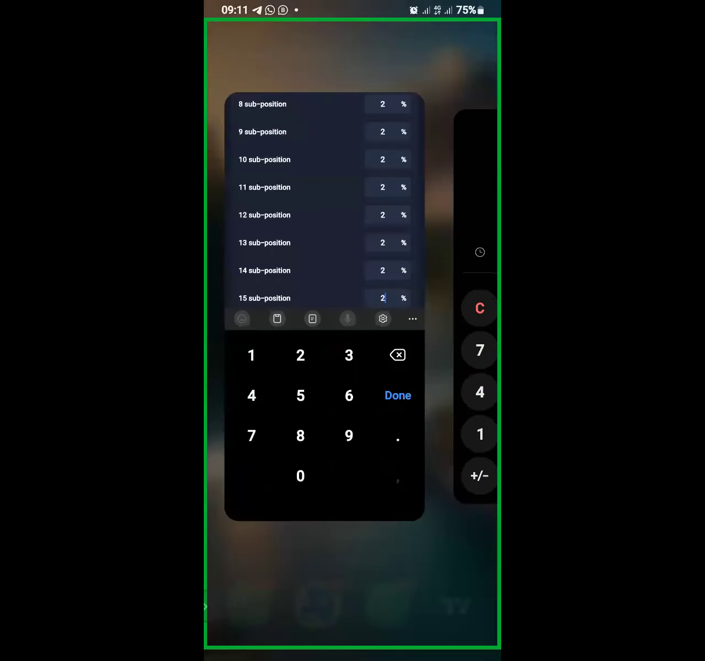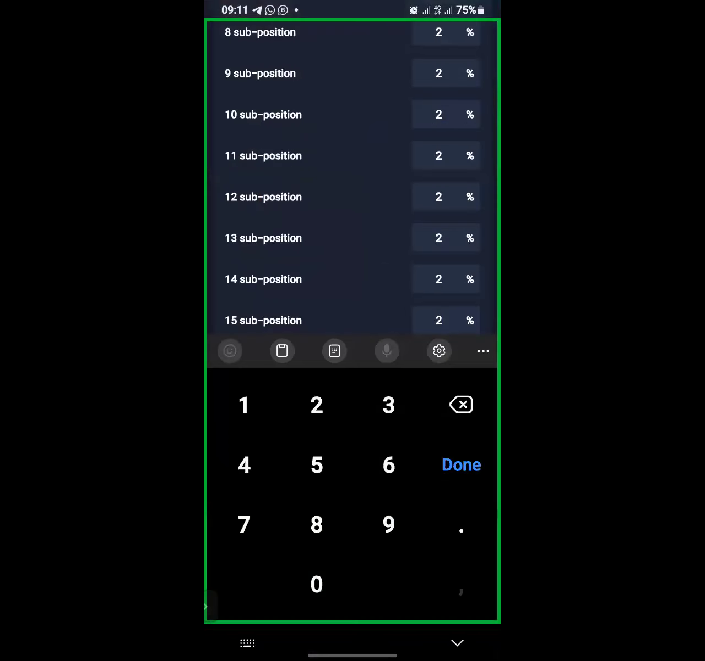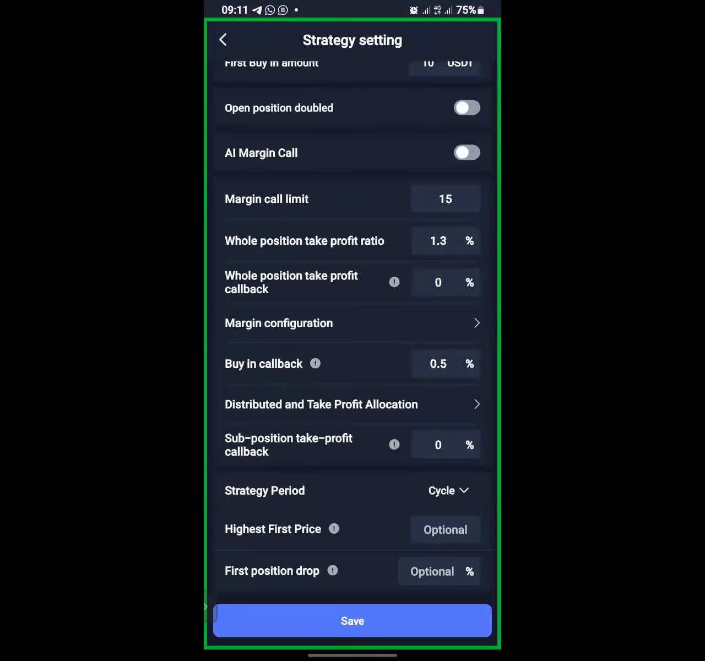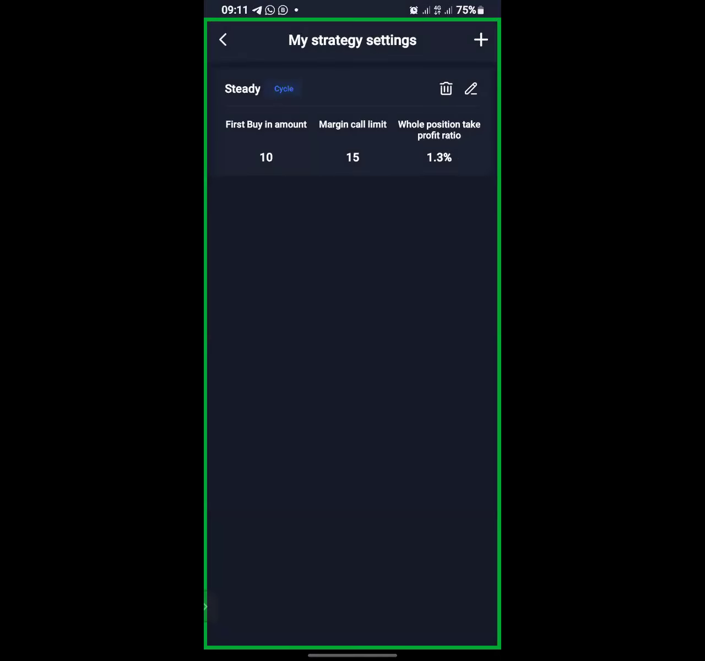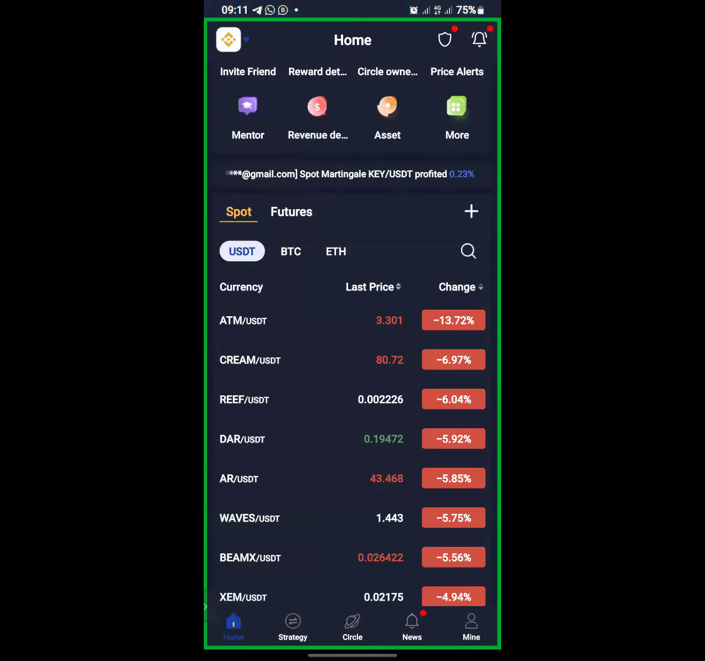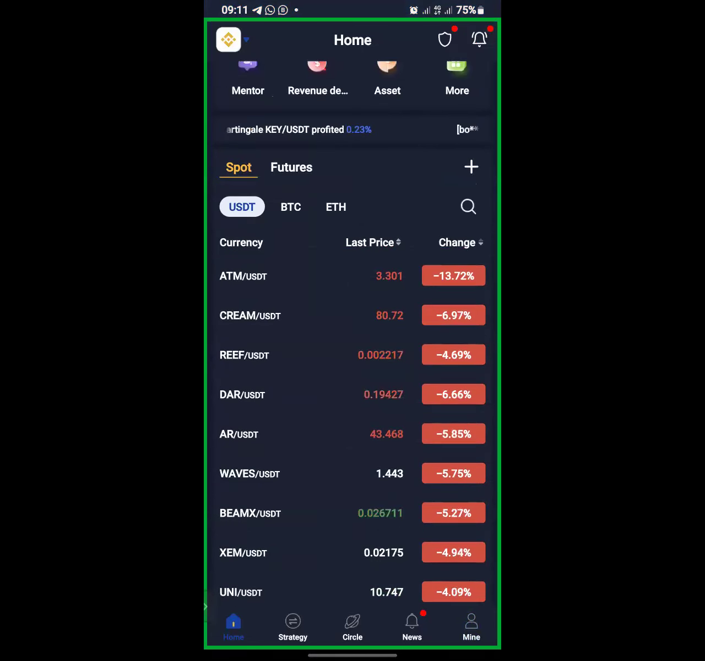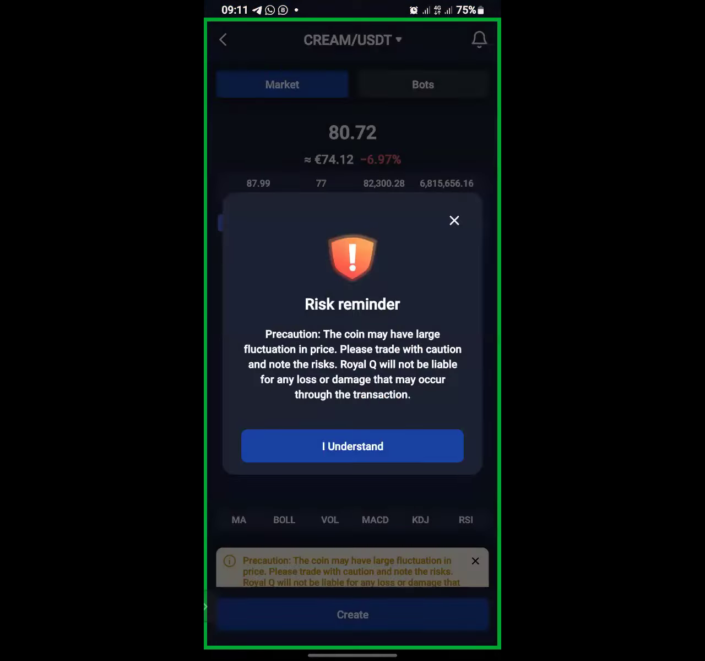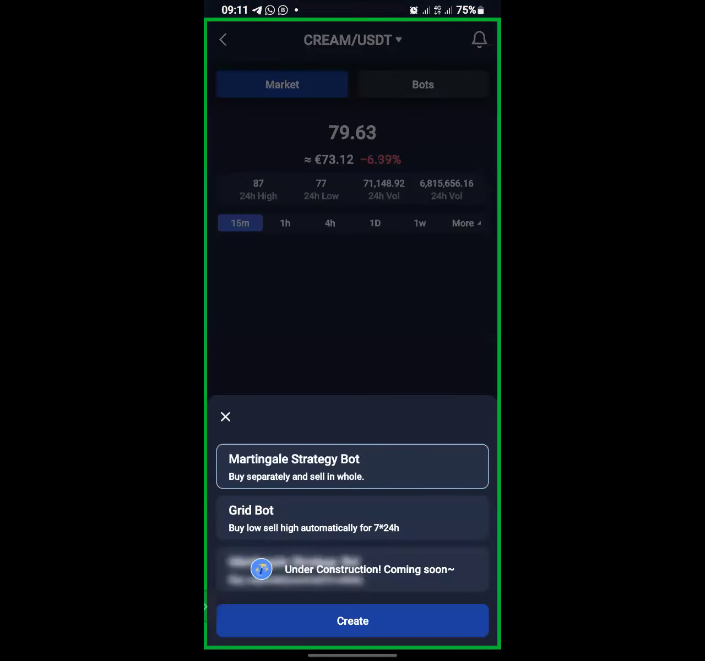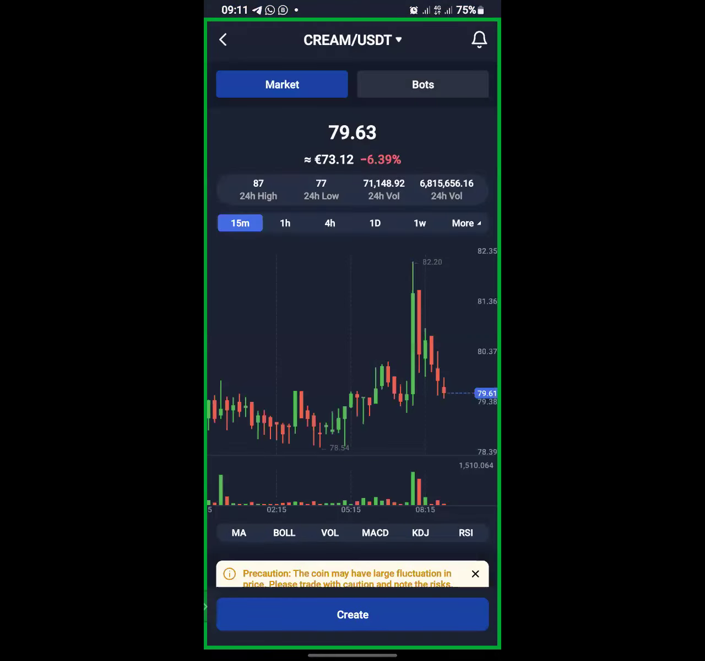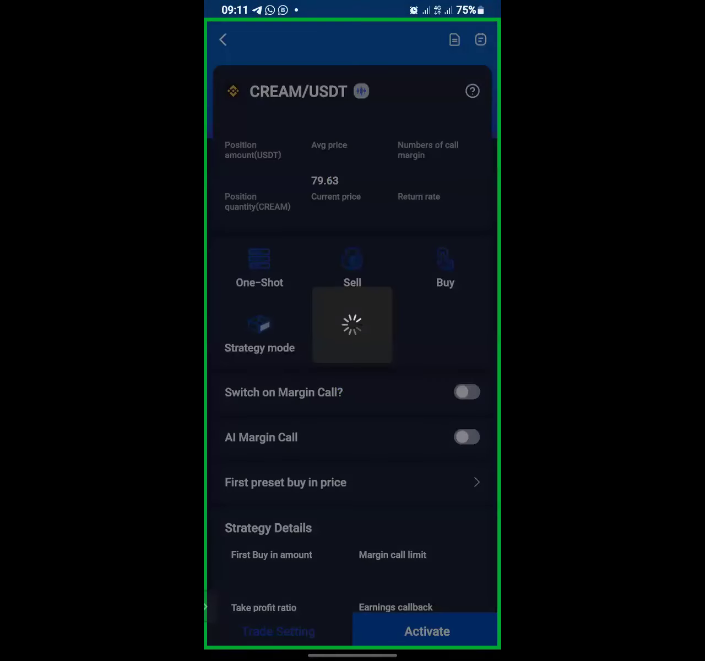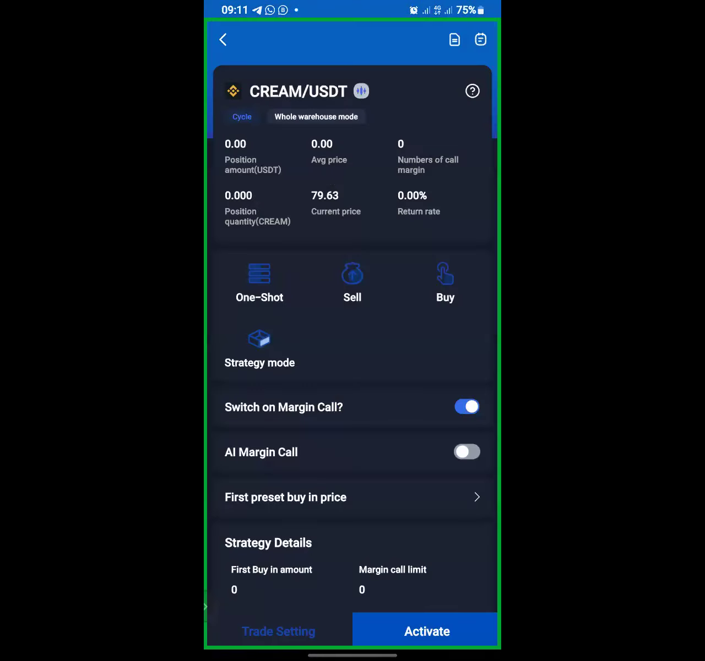So when you're done with this, you click show, then you save. So when you save, your strategy would be saved. So when you're going to trade the coin, let's say now I'm going to trade Cream. I click on Cream. I click understand. I click margin, strategy, like this section here. Then I click trade setting, then manually create.